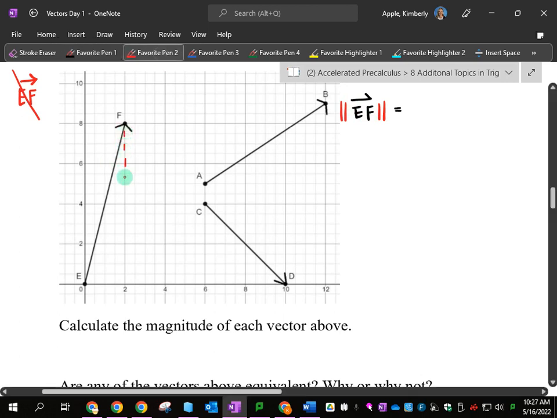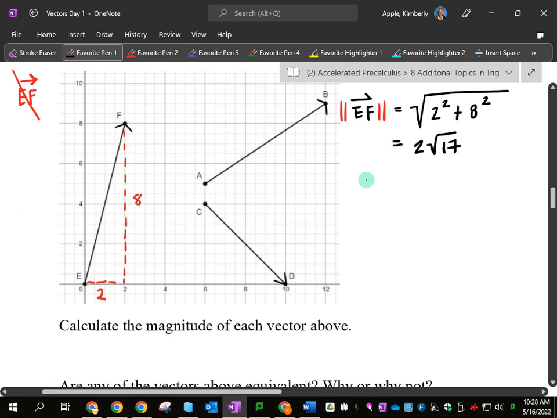To do that, you could use the initial and terminal points and do the distance formula. For me, I'm just going to construct a right triangle with hypotenuse EF. This is a length of 2. This is a length of 8. By the Pythagorean theorem, we would just take the square root of 2 squared plus 8 squared. I could do that real quick. 2 squared plus 8 squared is going to be 2 root 17.